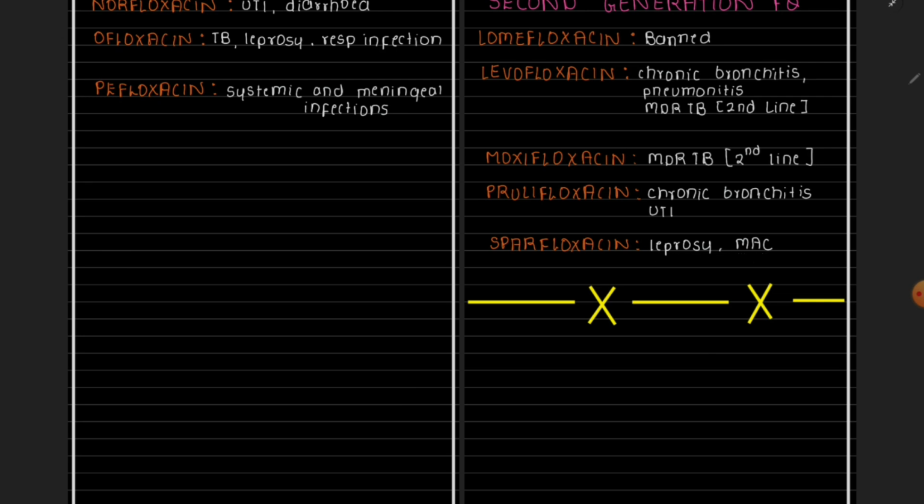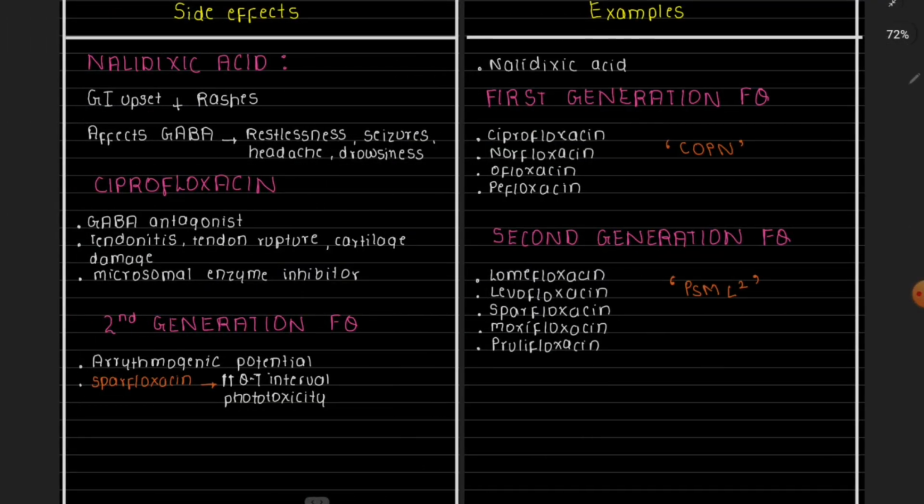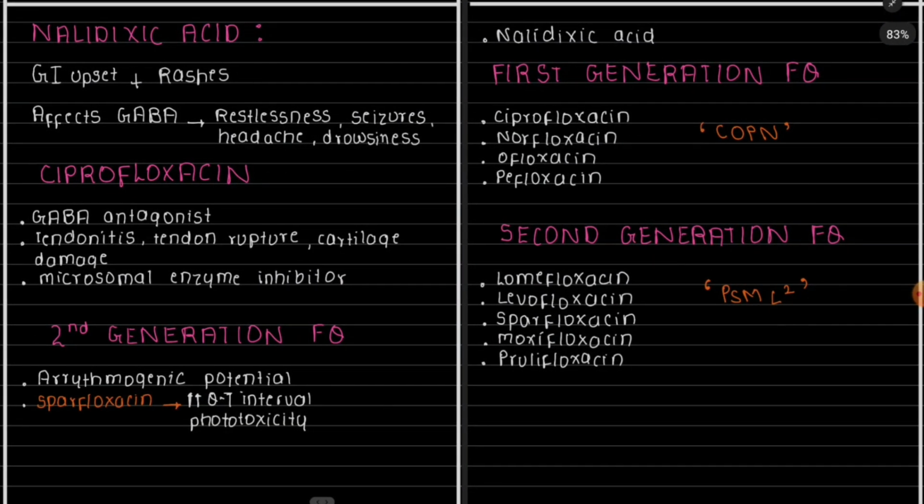Okay. Now lastly, let us look at the adverse effects of these drugs. Nalidixic acid has mild side effects like GI upset and rashes, but a very important side effect is that it affects GABA. GABA is an inhibitory neurotransmitter in the brain, and thus the side effects that it causes are restlessness, seizures, headache, and drowsiness. Ciprofloxacin is also a GABA antagonist, so it produces similar side effects like restlessness, seizures, headache, and drowsiness.